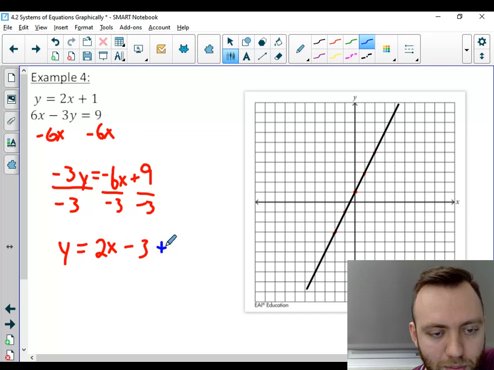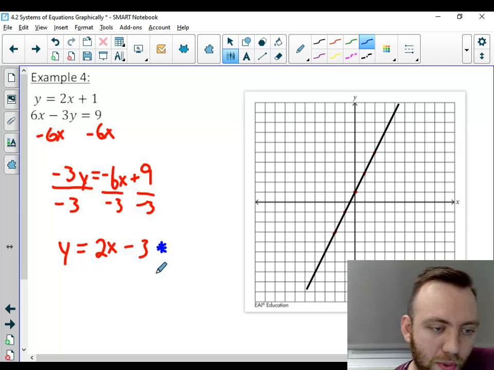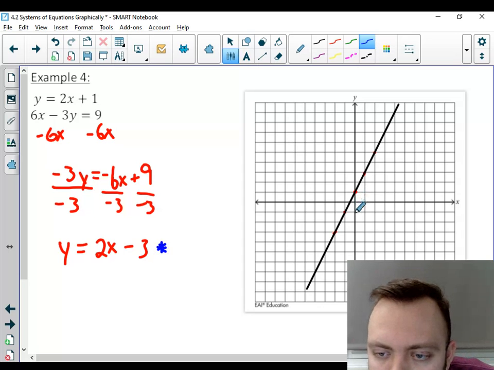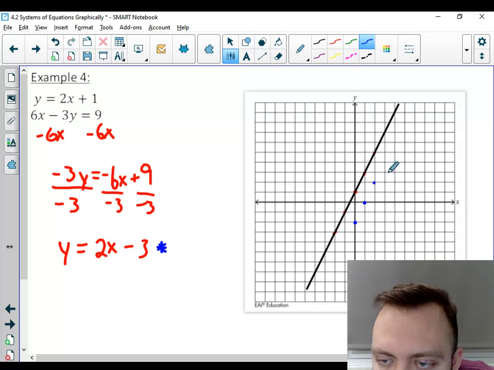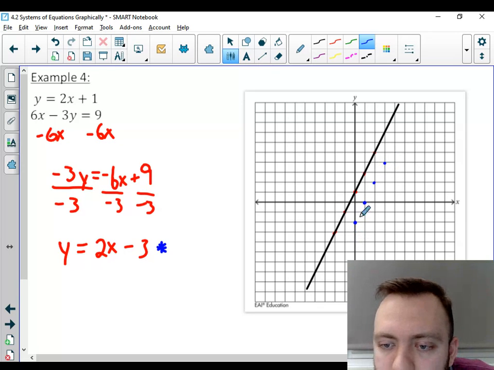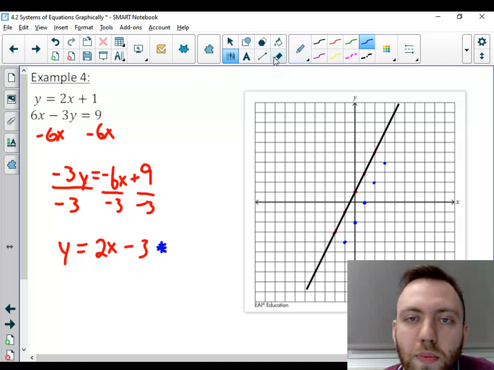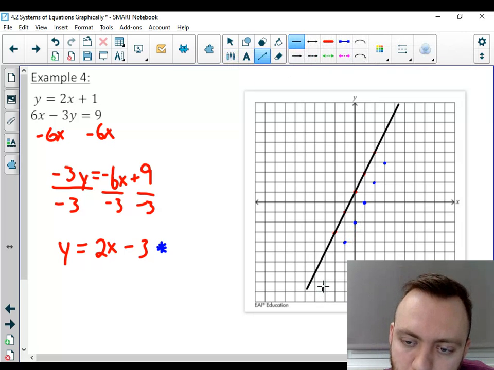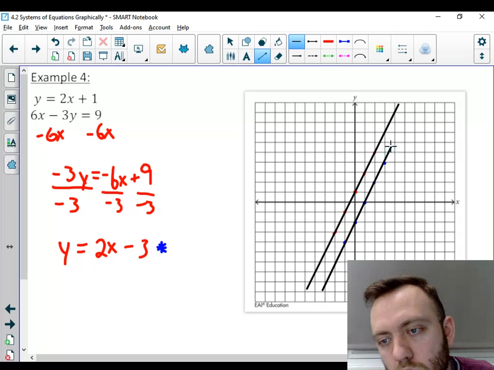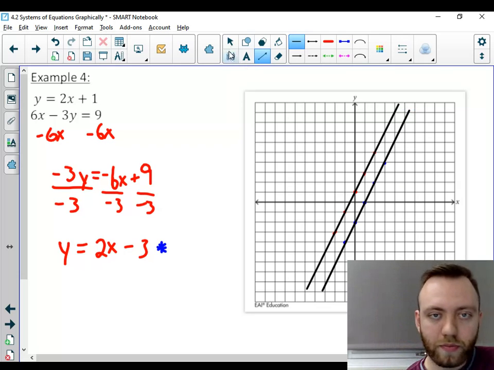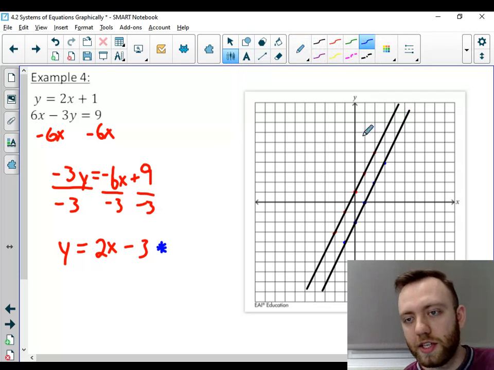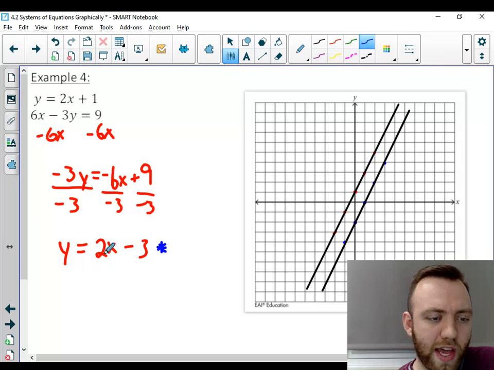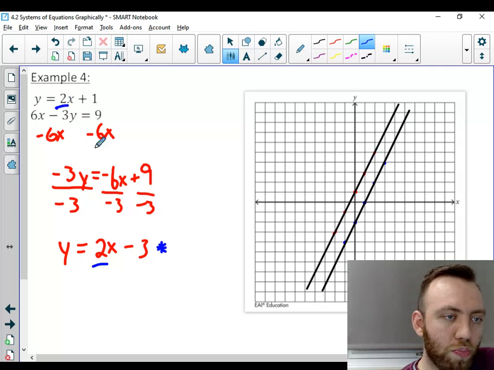Alright, so maybe I should have done that in blue. But we'll graph this one now. We're down at negative 3, and our slope is 2. Okay, and 2. And then we can graph this one to the best of our ability. And what do we notice here? These never cross.